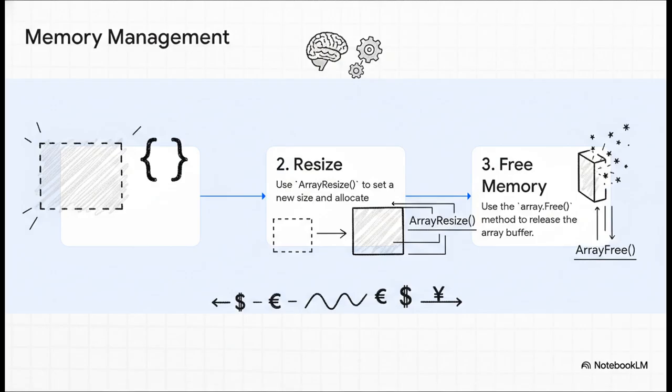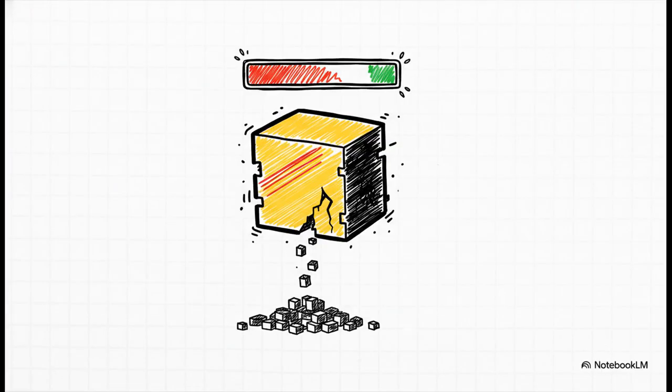And then, and this is the part people always forget, once you're done with that data, you use ArrayFree to release that memory back into the wild, so other parts of your program can use it. So why does this matter so much? Because proper memory management isn't just good practice, it's absolutely vital for performance.